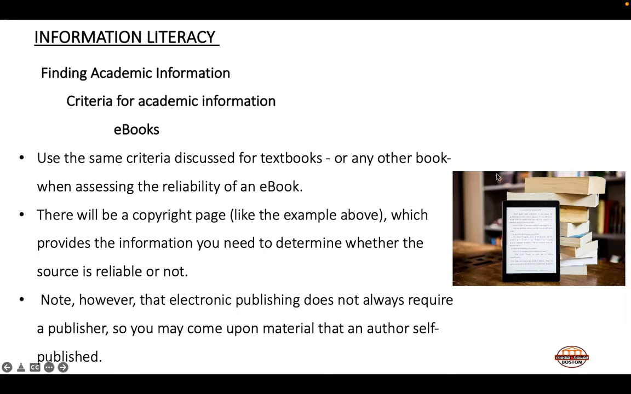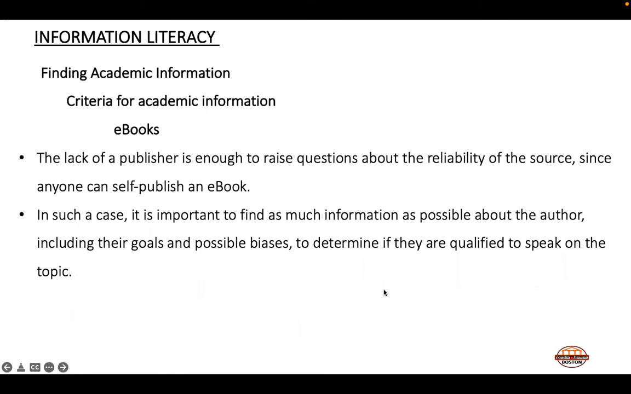Okay, let's move on. So ebooks: we use the exact same criteria as discussed for textbooks or any other books when assessing the reliability of an ebook. There needs to be a copyright page, and we need to understand whether this information is reliable or not. Remember that anybody can self-publish these days, so we really need to look at the information and see if there is a publisher and who the publisher is. It's exactly the same case for an ebook.